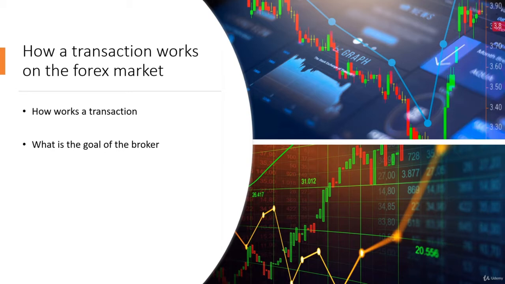And right now you understand that forex is a zero-sum game, and there is no money that can be printed in the forex market. So right now we want to understand how a transaction works on the forex market. Basically, when you trade on forex, you simply exchange a currency for another currency, and for this service, you pay a small fee, which is the commission.